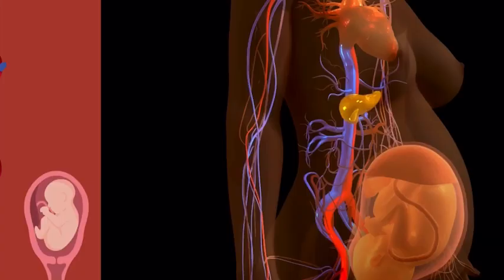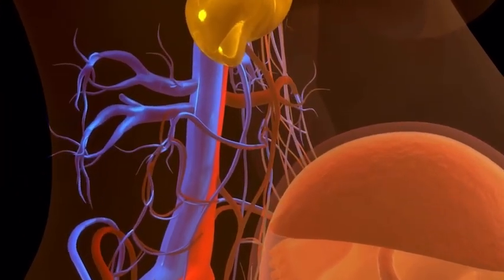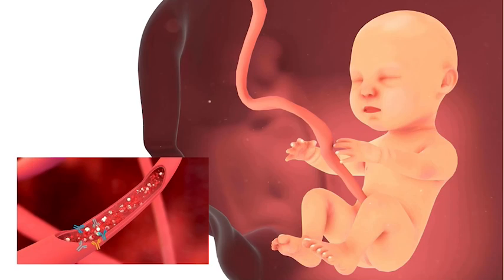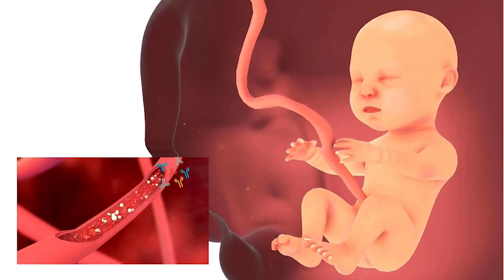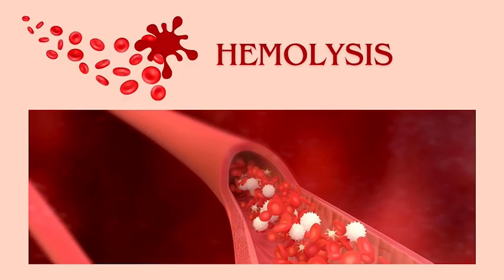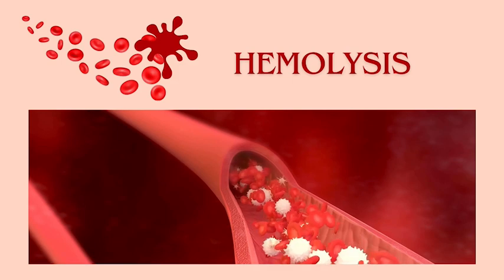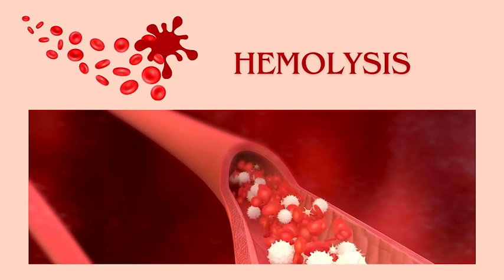During pregnancy, the mother's immune system may produce antibodies against the baby's red blood cells if they have a different blood type. These antibodies can cross the placenta and enter the baby's bloodstream. When these maternal antibodies bind to the baby's red blood cells, they trigger hemolysis, or the destruction of these cells. This leads to the release of hemoglobin into the baby's bloodstream.